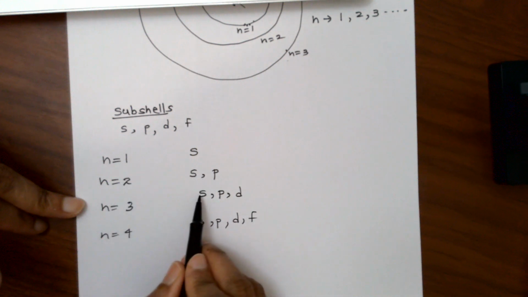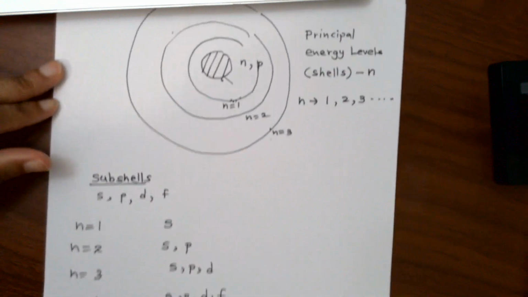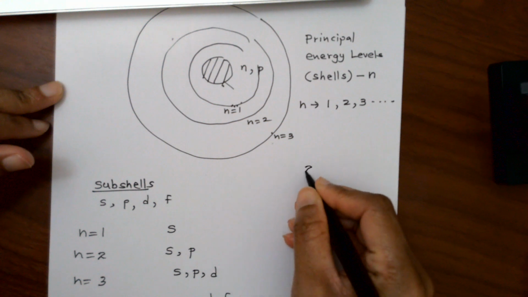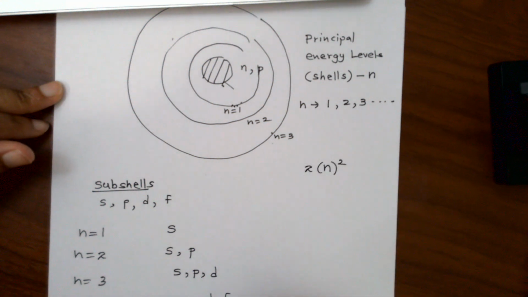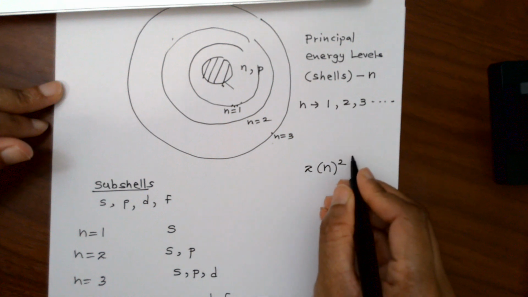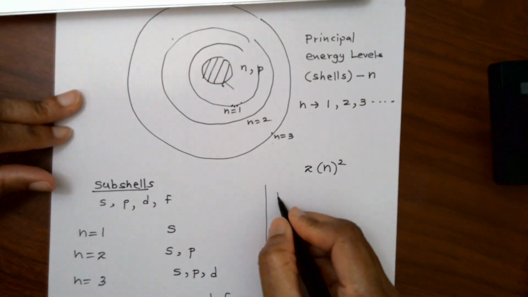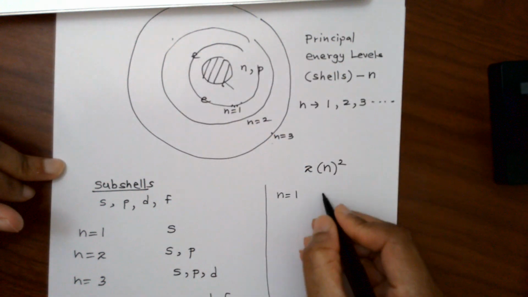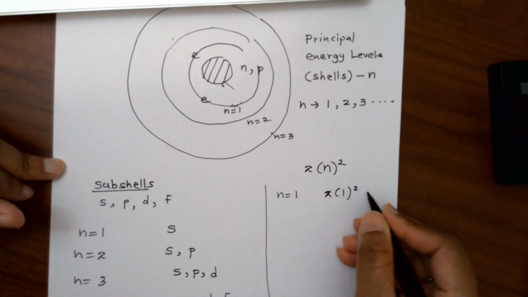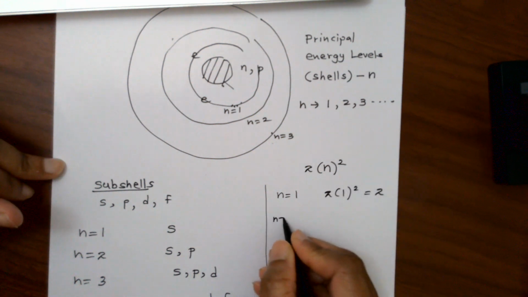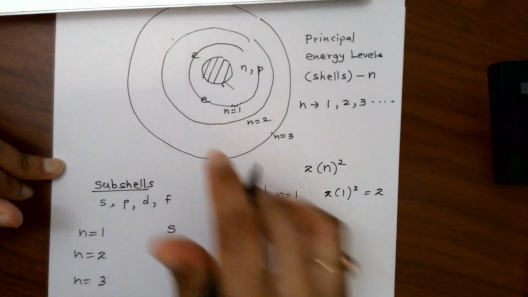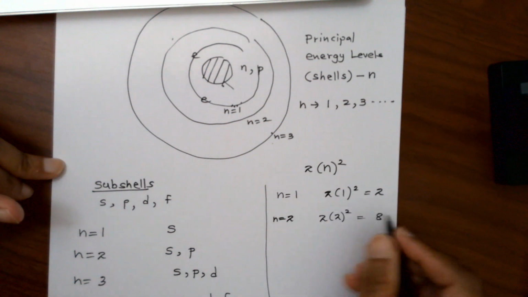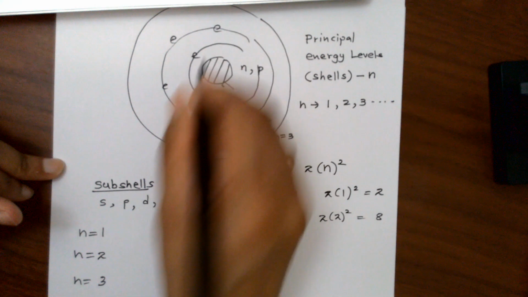One thing I forgot to tell you: the number of electrons that can occupy a shell is given by the formula 2n squared. For example, in the n equals 1 level, how many electrons can occupy it at maximum? 2 times 1 squared is equal to 2. And in the n equals 2 energy level, 2 times 2 squared, so 8 electrons can occupy the n equals 2 level.